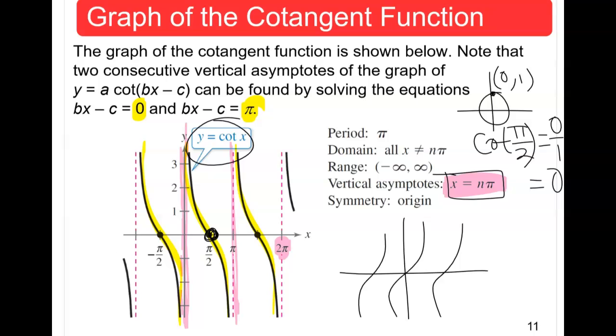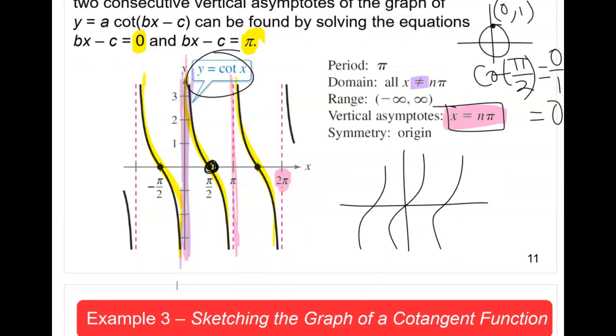Because those are the vertical asymptotes, we have to exclude those from the domain, and that's why we use the does not equal. So x could be any angle measurement, but not any multiple of pi, whether it's negative or positive, or even 0 times pi, which is 0, and that would be the y-axis that is also serving as a vertical asymptote.